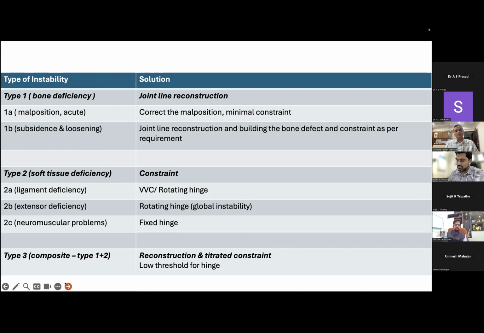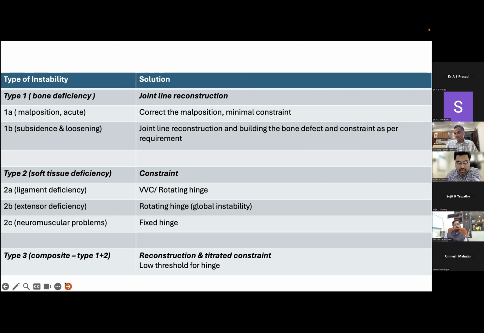So type 1 are the bony defects, where the simplest solution is to reconstruct the joint line. Type 1A is called an acute one, where there is a malposition of the components. The simplest solution is to correct the malposition and use the minimal possible constraint. Type 1B is a late instability, which happens because of subsidence and loosening. Again, the principle is to reconstruct the joint line, build up the bone defect and use the constraint as per the requirement.